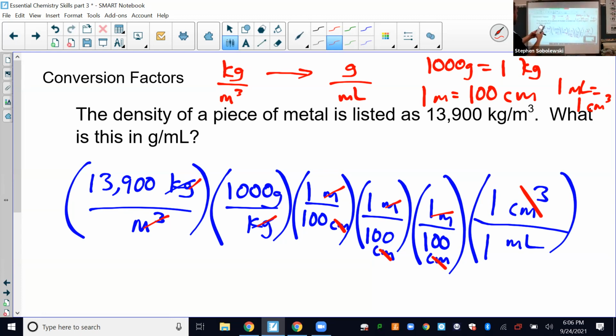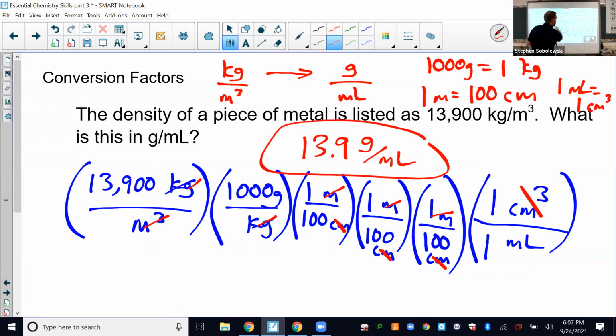Here we go. 13,900 times 1,000 divided by 100 divided by 100 divided by 100. The last one, I don't need to do anything in my calculator. It's 1 over 1. The answer is 13.9 grams per milliliter. There we go.